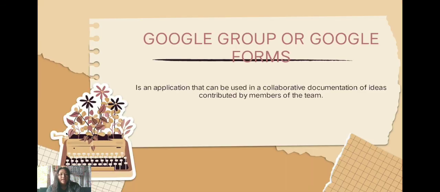Then the last one is the Google Group or the Google Form. It is an application that can be used in a collaborative documentation of ideas contributed by the members of the team. Having a Google account will come in very handy, and you can easily have access to a variety of applications, because using your Google account, you can create an account on Twitter, on Instagram, on Facebook, and many more.